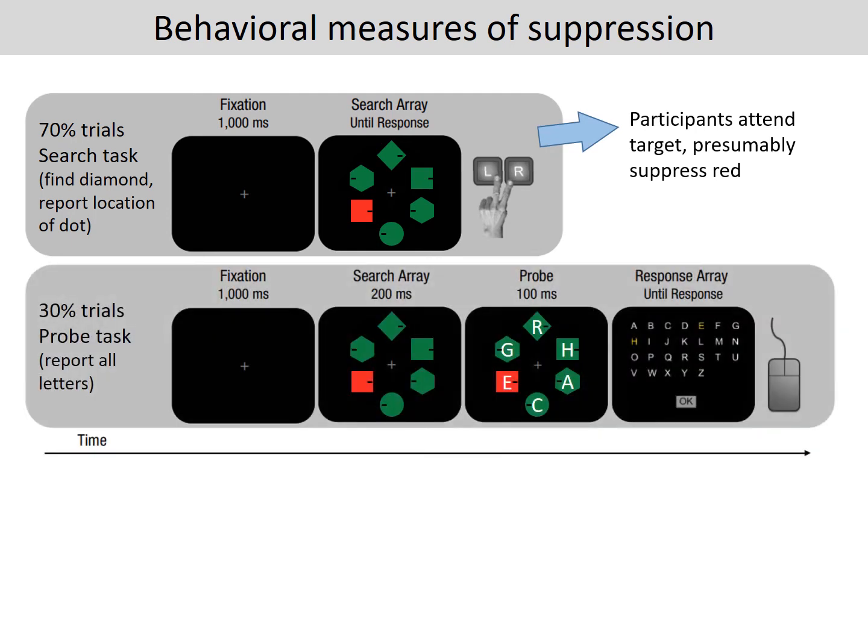In the remaining 30% of the trials, the search array was only briefly presented and then replaced with a probe array. In these trials, participants had to report as many letters as possible from within all items, regardless whether it was a target shape, a distractor, or singleton. So this was a way to behaviorally probe attention at all locations.